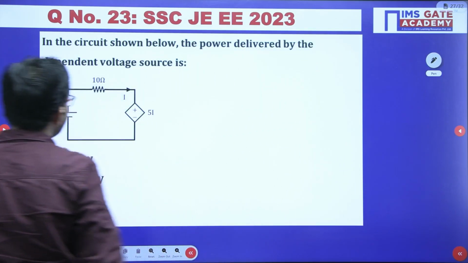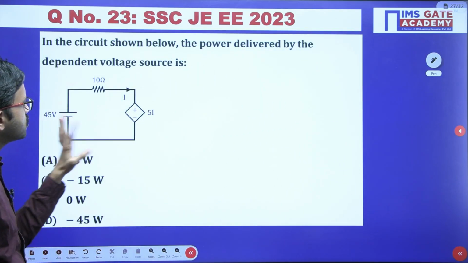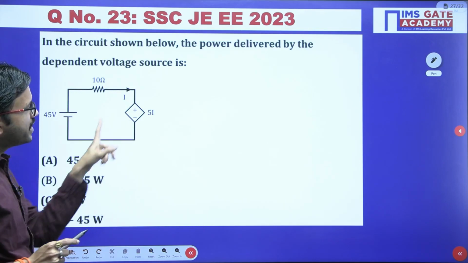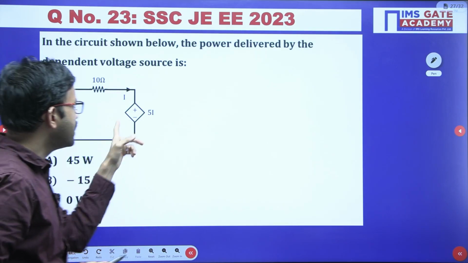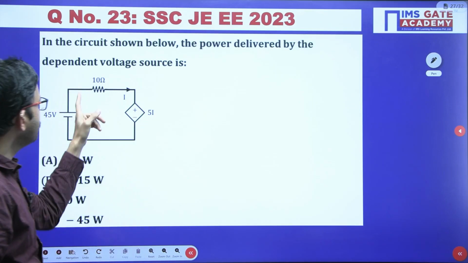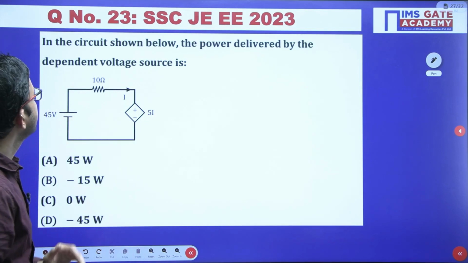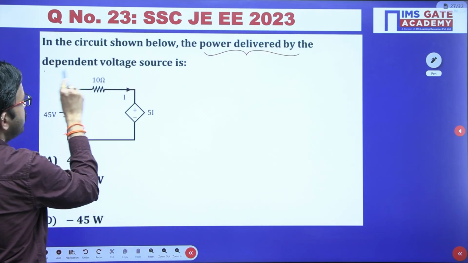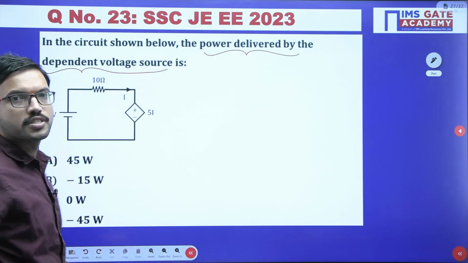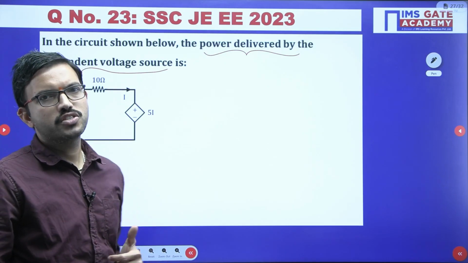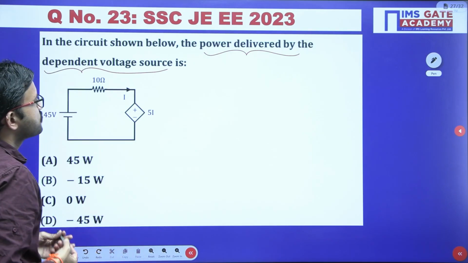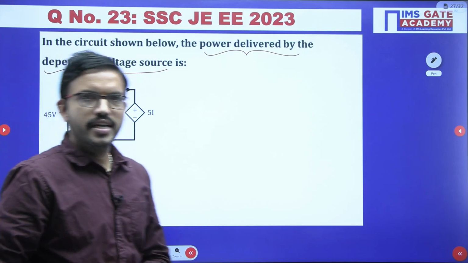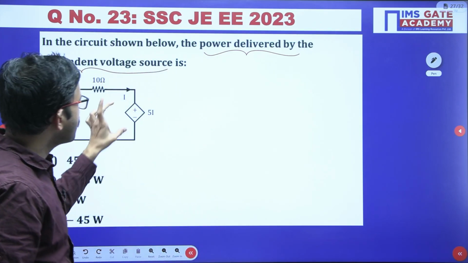In this circuit, you have a 45 volt source, one dependent source, which is a voltage source but depends on the current value, and a 10 ohm resistor. In this question, they are asking for the power delivered by the dependent voltage source. Regarding that particular wording, we'll take it later, but ultimately we have to calculate the power.